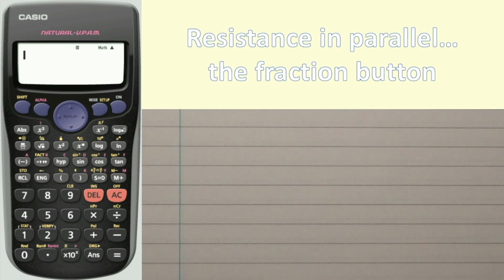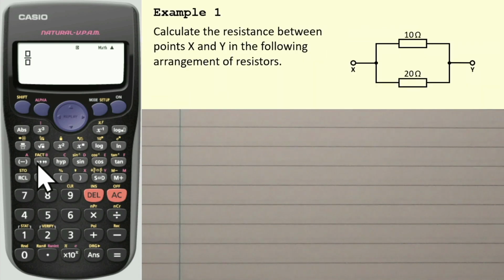Hi there. In this video I'm going to be showing you how to use this button here on your calculator. It's the fraction button in order to work out the effective resistance of resistors in parallel. Now the easiest way to do this is to show you an example question. This is the first one. I'm going to work out 3 in fact in this video.